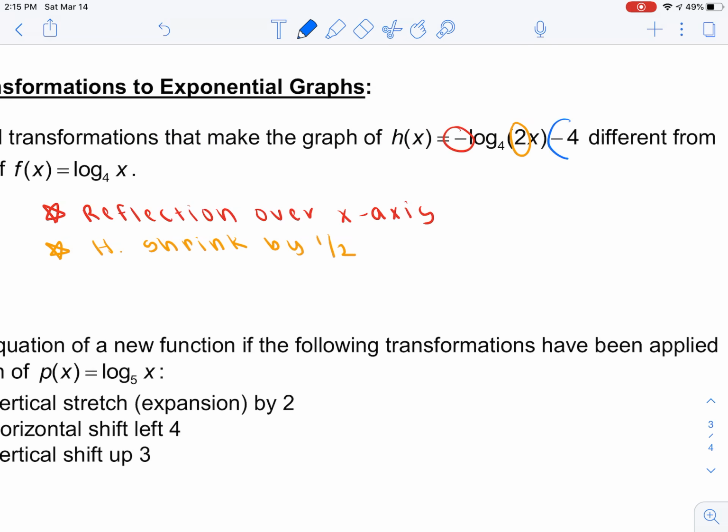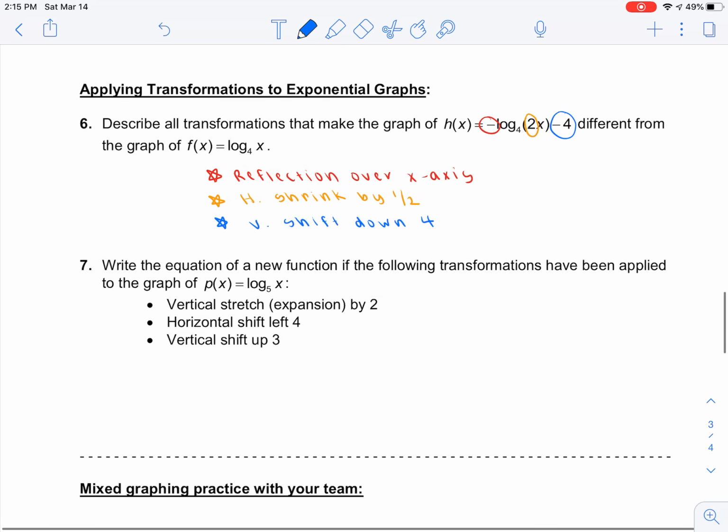And then finally, this -4 is on the outside, so that is a vertical shift, exactly as you would think. I would think it'd be down 4, and that's exactly what we see. So you guys can complete number 7 at this time.